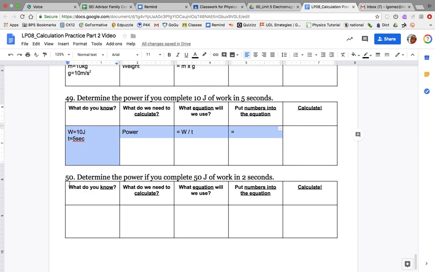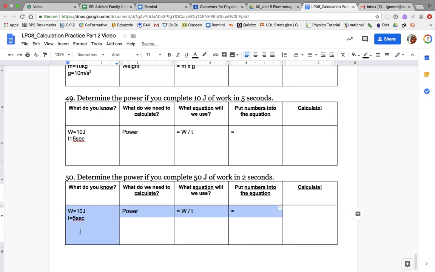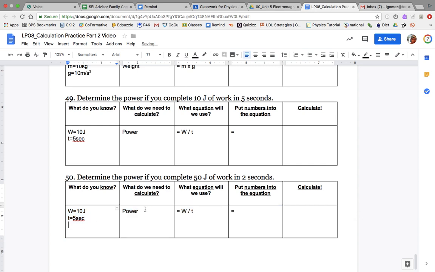Next one, very similar question. Determine the power that it takes to complete 50 joules of work in 2 seconds. Again, we're calculating power. You're going to take 50 joules of work. It's done in 2 seconds. So you have to divide the work by the time to calculate the power.